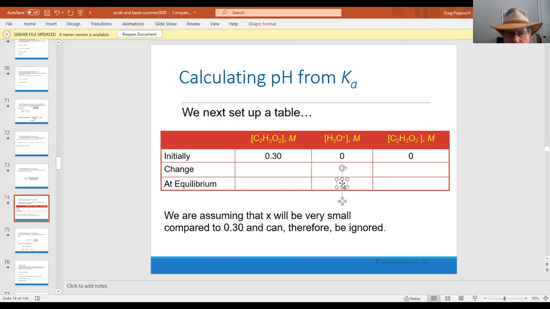I'm going to have X here, X here. That means that I've gained positive X of H3O, I've gained positive X of acetate, and I've lost X of my acetic acid. So at equilibrium, I got 0.30 minus X.